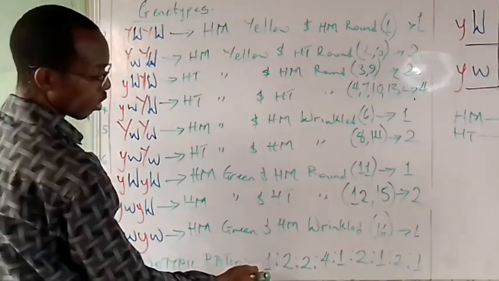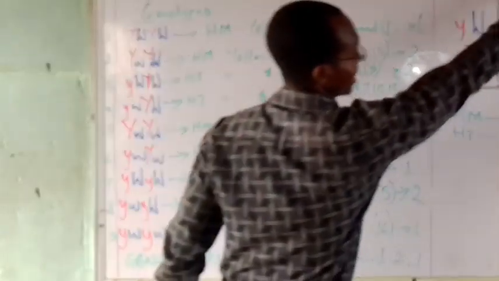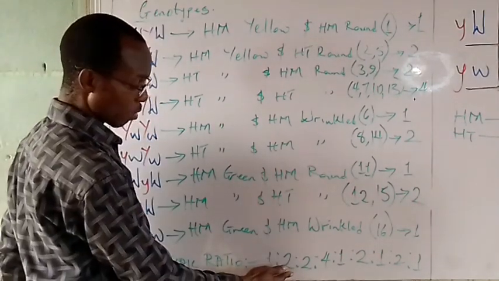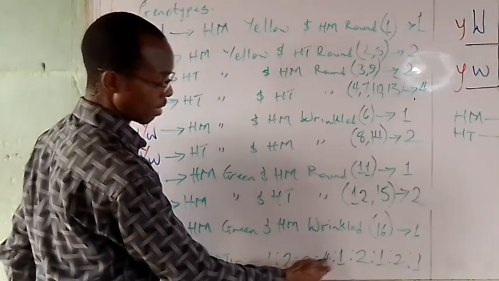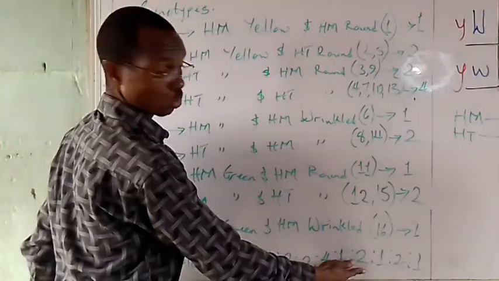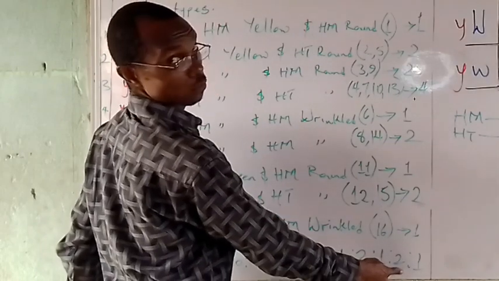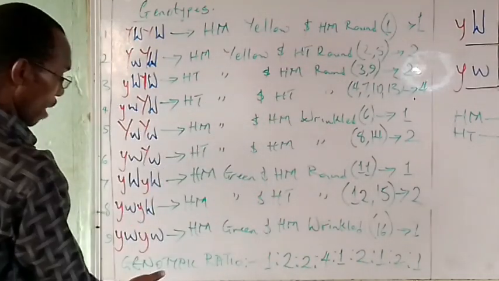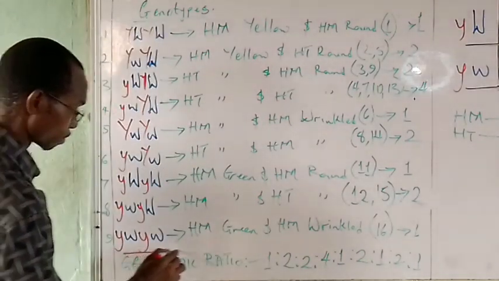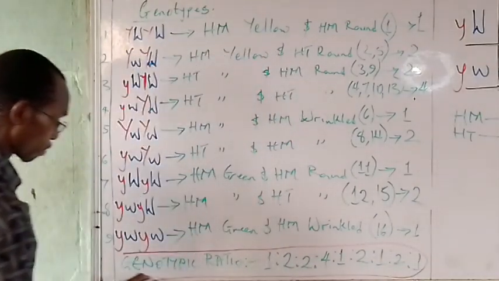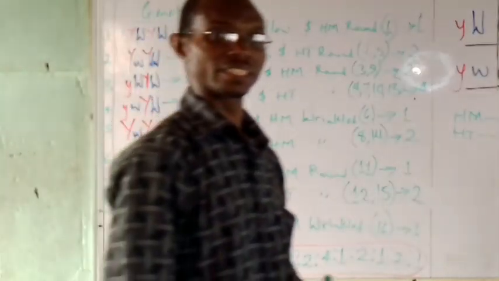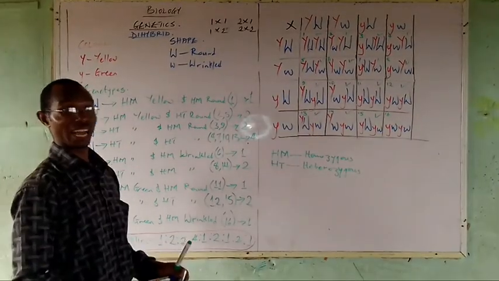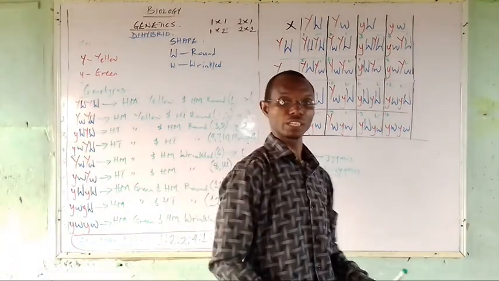So if we count, all of this must give us a total of 16 since we have 16 boxes in our Punnett square. So let us see. 1 plus 2, 3, plus 2, 5, plus 4, 9, plus 1, 10, plus 2, 12, plus 1, 13, plus 2, 15, and plus 1, we have 16. So this here is our genotype, and what we have here is our genotypic ratio.